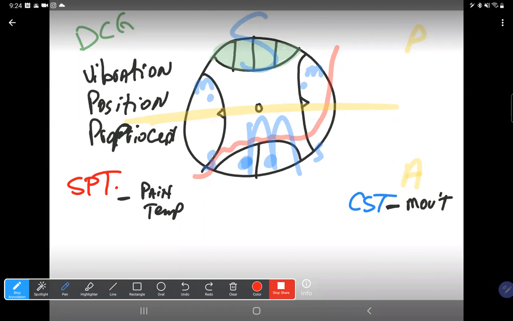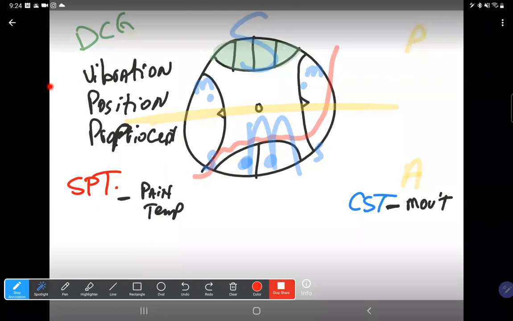Okay, good. Spinothalamic, on the other hand, deals with pain and temperature. So if I lesion the spinothalamic tract, pain and temperature is gone. Dorsal column: vibration, position, and proprioception. The V's and the P's. If they give me a combination of V's and P's, I already know it's the dorsal column.